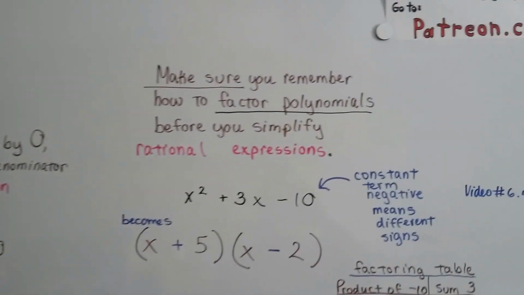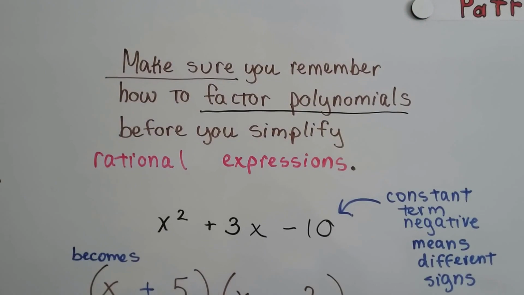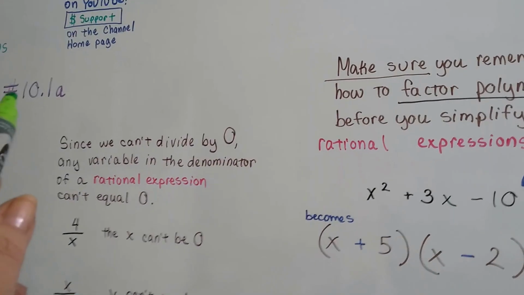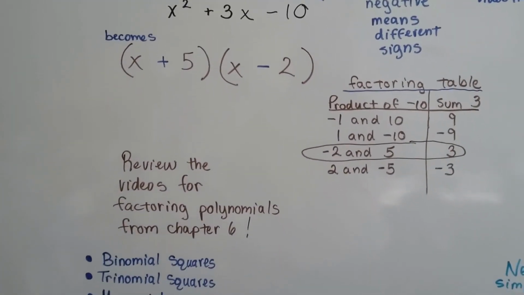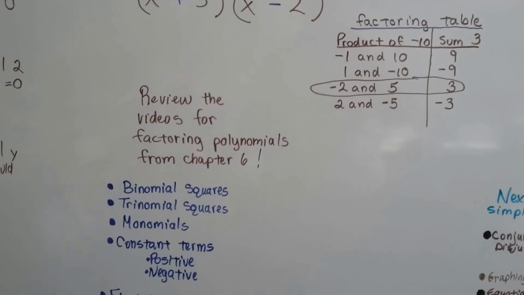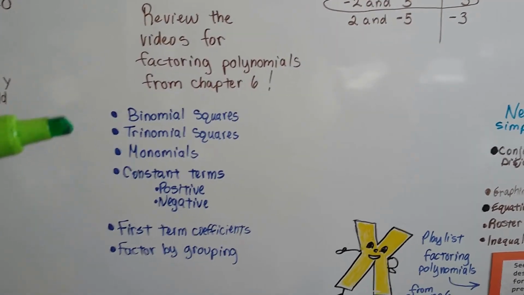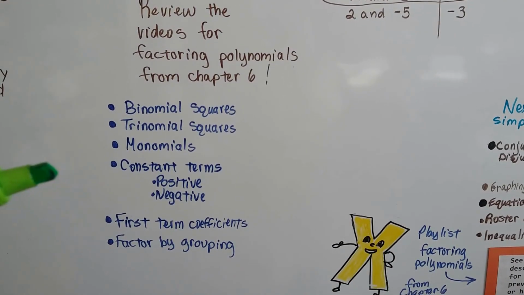So make sure you remember how to factor polynomials before you simplify rational expressions. We did that in Chapter 6. We're now in Chapter 10, so it's been a while. So you're going to want to review the videos for factoring polynomials from Chapter 6. Do you remember about binomial squares and trinomial squares or monomials? Or when there's a constant term that's positive or negative?